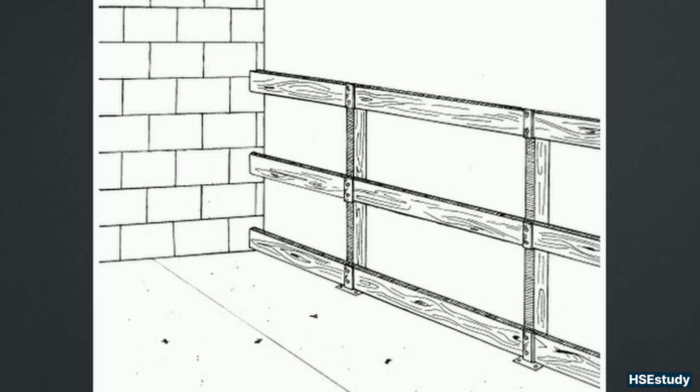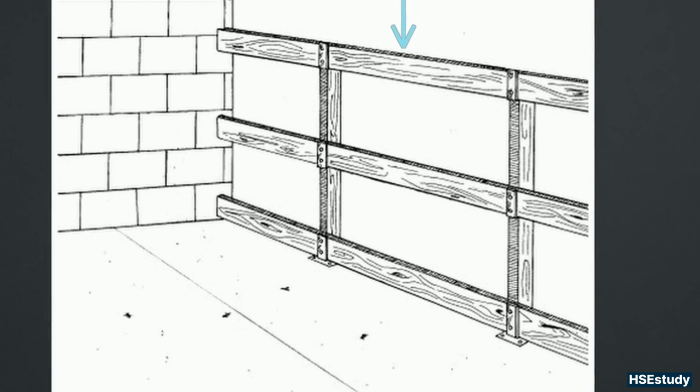This image displays a compliant wooden guardrail system. For the exam, you need to know the specific positioning. Top rails must be installed between 39 and 45 inches from the working surface, with mid-rails installed halfway between the top rail and the platform.